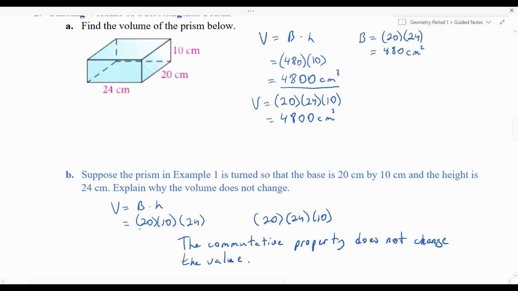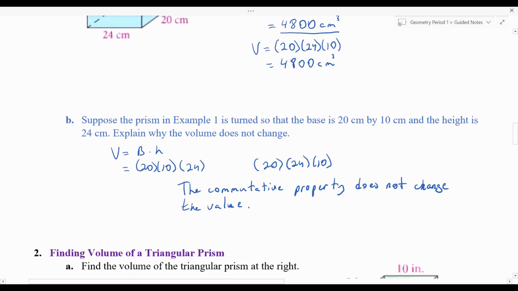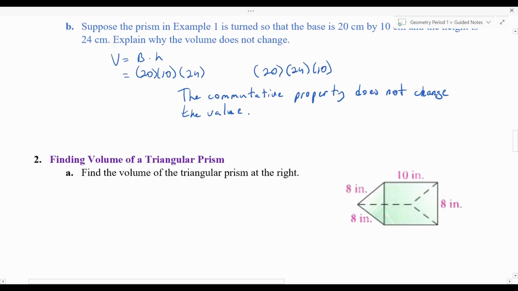It doesn't matter, again. I have 20 times 10 times 24 is the same thing as 20 times 24 times 10. We get the same exact answer. And that's it for part B. All right, moving on to our next problem.